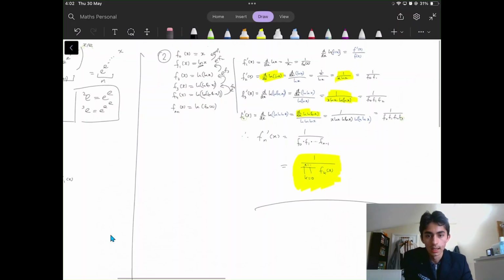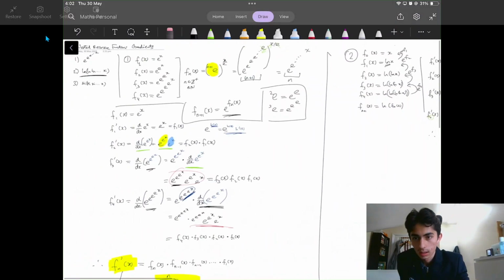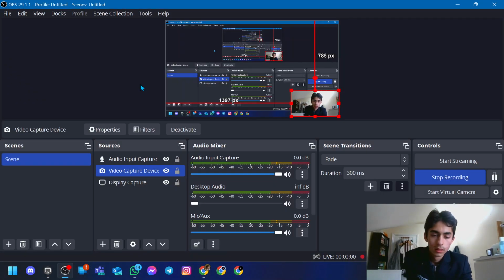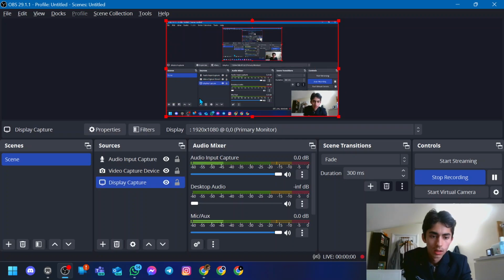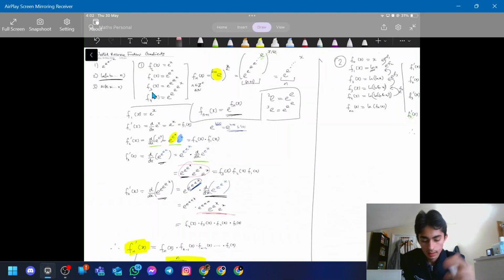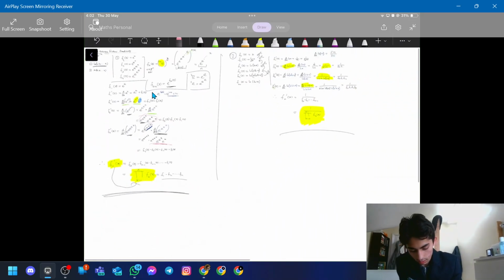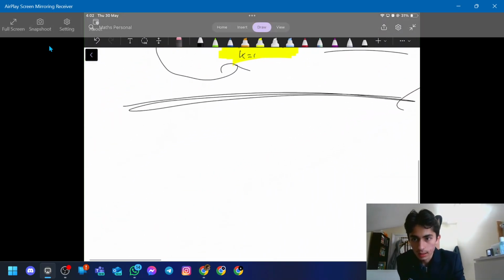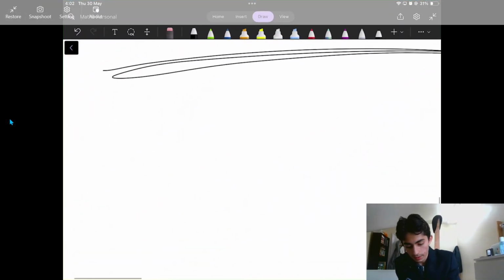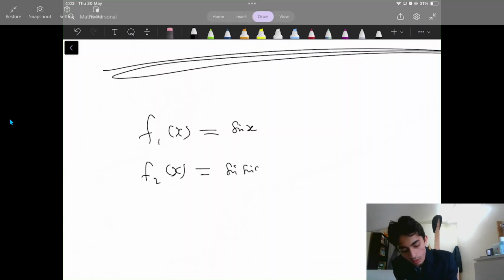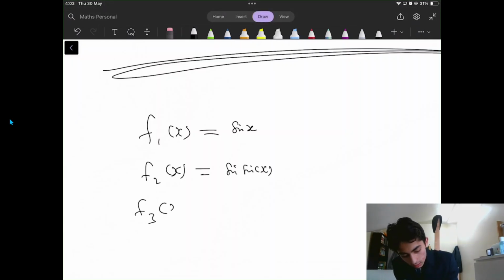Okay, now the third thing that we have to discuss. All right, the third thing is the sine function. So let's see. I'm going to define f1 of x to just be sine of x, f2 to be sine of x, f3 to be sine of x, right?